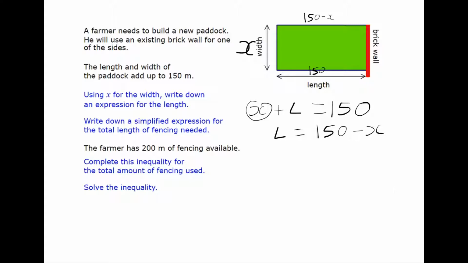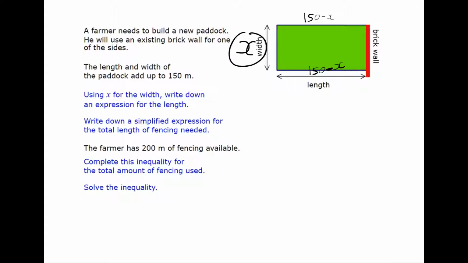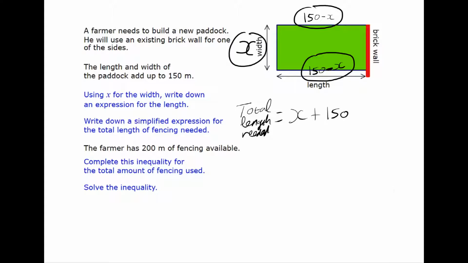Now the brick wall's already there, so I don't think we need to worry about that. So the total length of the fencing needed, because that brick wall's already going to do the job, is going to be x plus 150 take away x plus 150 take away x. So the total length needed is going to be x add 150 take away x add 150 take away x.